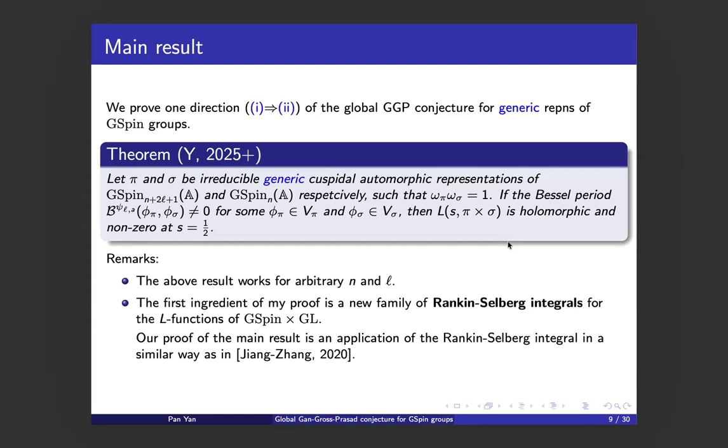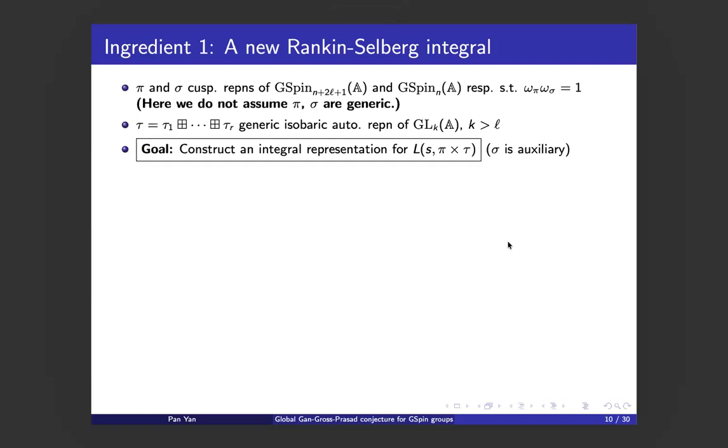Now let's talk about the first ingredient of the proof, which is a new Rankin-Selberg integral for GSpin groups. We take pi and sigma to be cuspidal representations of GSpin(n+2l+1) and GSpin(n), so that omega_pi times omega_sigma equals 1. In the construction of the Rankin-Selberg integral, we do not assume that pi and sigma are generic. This works for any cuspidal representations, and the generic condition will come into play later when we prove the global GGP. And tau is a generic isobaric automorphic representation of GL_k(A). Here we assume k is greater than l.